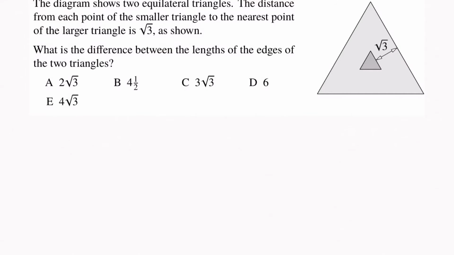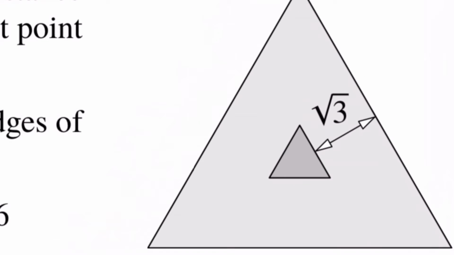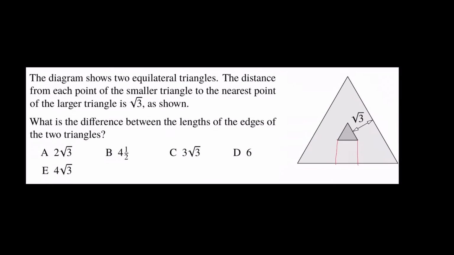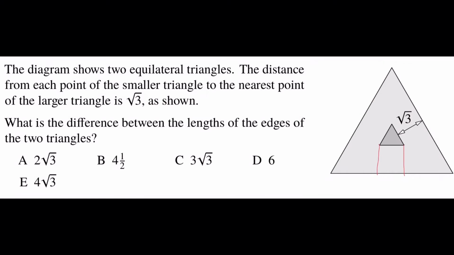So to make it easier for us, we can draw on this diagram here. So we have the sides of our smaller triangle. We want to see how much bigger the length of the bigger triangle is to the length of the smaller triangle. So what we can do is draw perpendicular lines from the vertices of here to here, and we can label them √3 because the distance from each point of the smaller triangle to the nearest point of the larger triangle is √3.